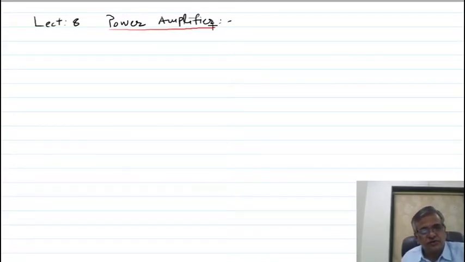Today we will discuss the designing of a class B push-pull amplifier, plus one numerical on how to design a class AB push-pull amplifier.